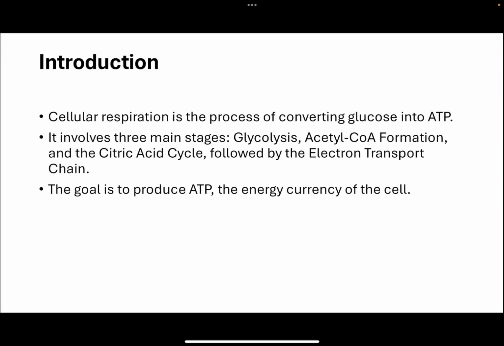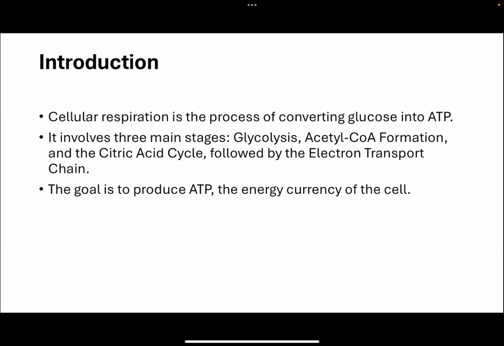Hello everyone, today I'll be walking you through the steps of cellular respiration, specifically focusing on how ATP is produced from a single glucose molecule. Cellular respiration is crucial because it provides the energy needed for cells to function properly.